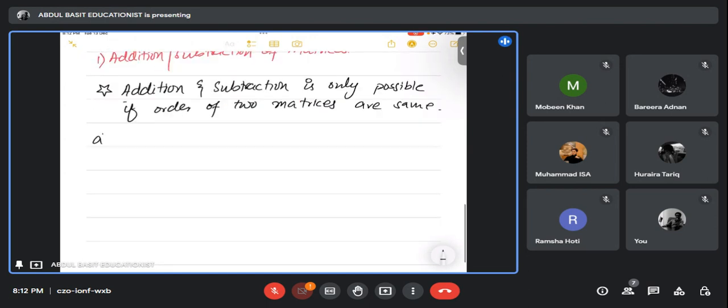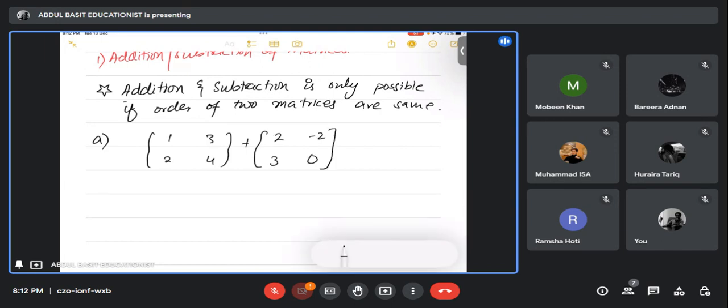Let me just give you an example here. 1 2 3 4 plus 2 3 minus 2 0. So can I add them, Isa? Yes, sir, you can, because I have two rows and two columns in this matrix, and I have two rows and two columns in this matrix. So yes, I can add them. Okay, how to add? Just add the corresponding elements.